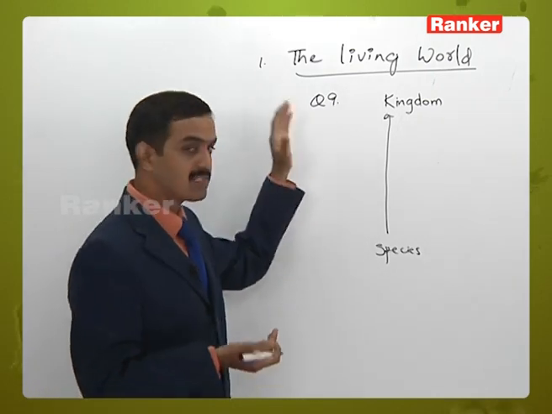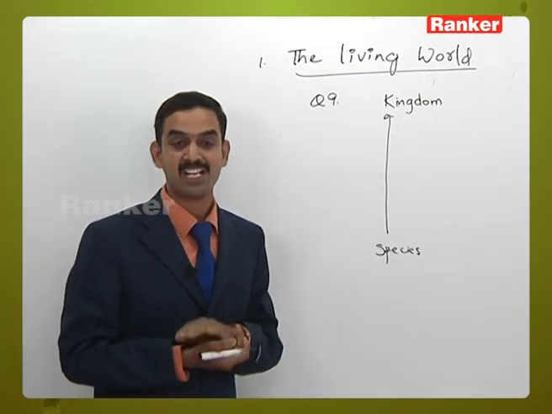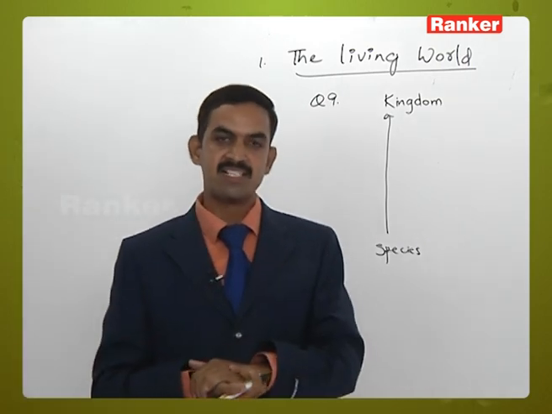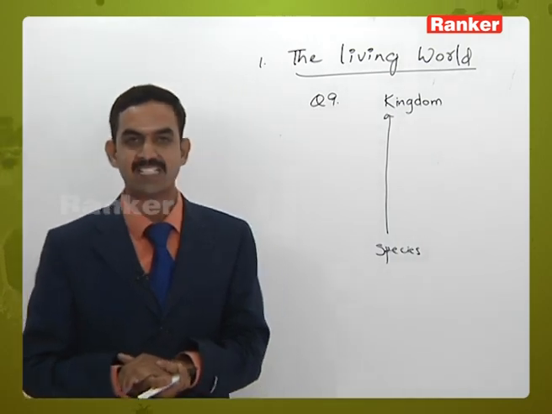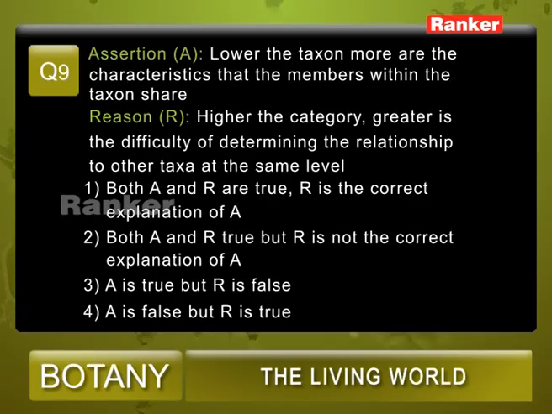So both the statements A and R are correct, but they are not related to each other. That's the reason why the answer is both A and R are true, but R is not the correct explanation of A. So the correct answer for question number 9 is 2.